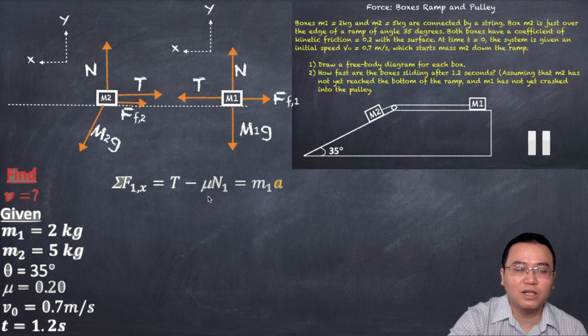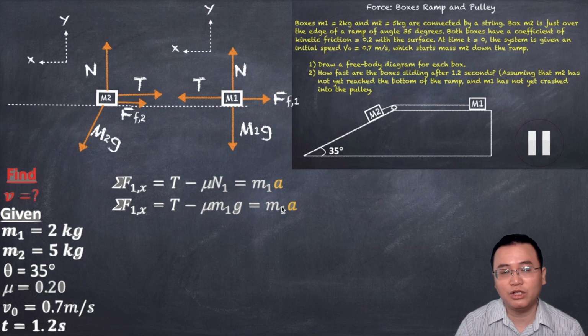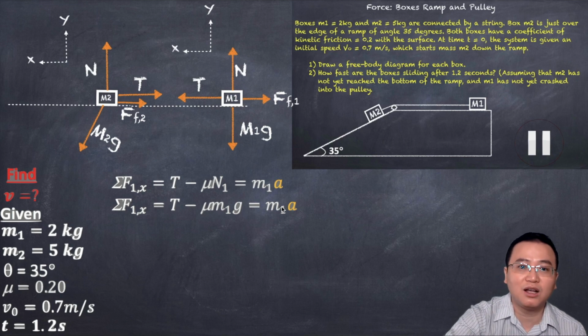If you're wondering what mu N1 is, that's just the definition of friction, right? Mu is a constant, a number that's often given, like right here, and it's multiplied by the normal force, which for mass 1 is m1g. So you can rewrite that and say, okay, tension force minus mu times the normal force m1g equals mass 1 times acceleration. So we're done writing the equation for mass 1. Then we need to write the equation for mass 2. It's the same process, right?